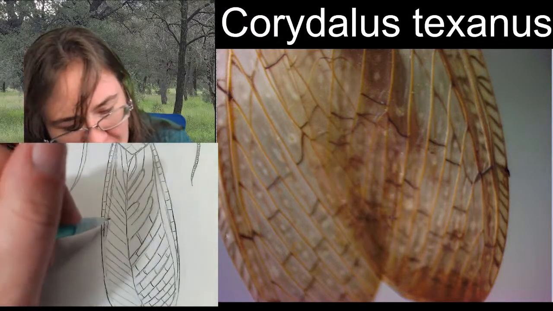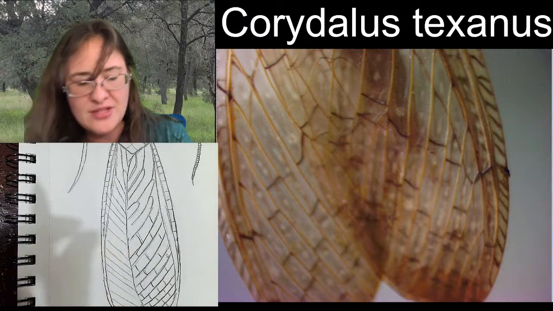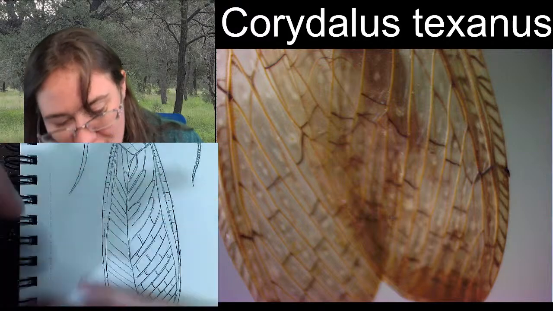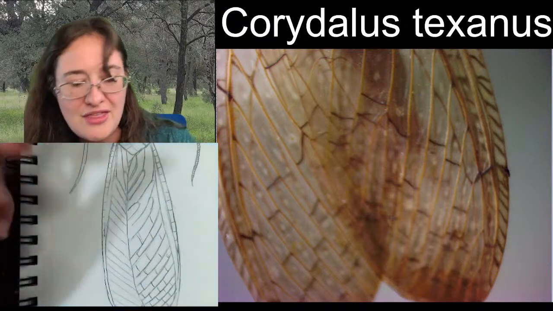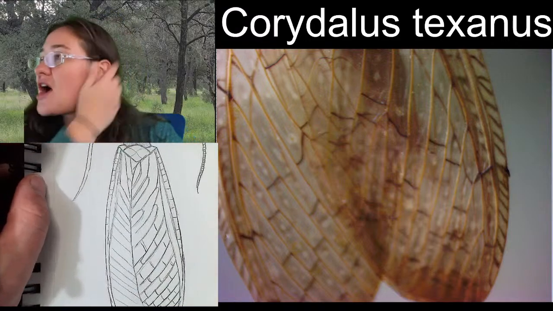But pinnate is the way that the veins are on a leaf. And it would be kind of interesting to give words like that to the wing veins, especially when they are like this and they're all coming off of one stalk.